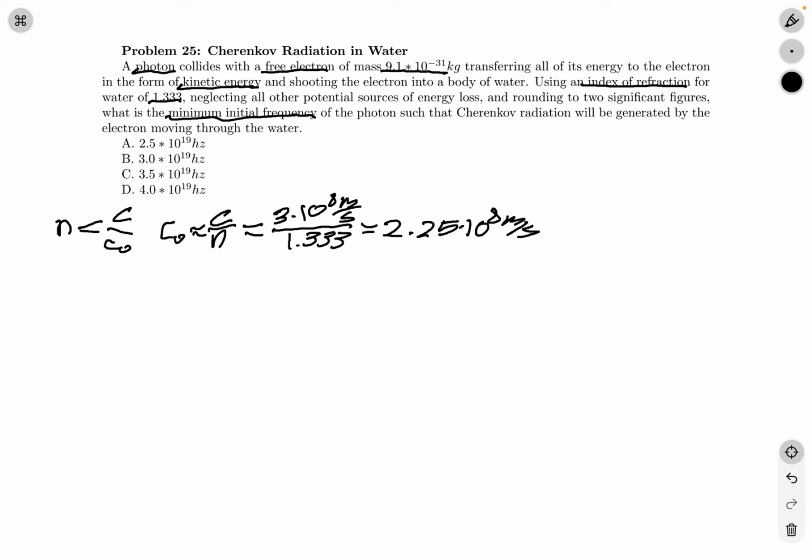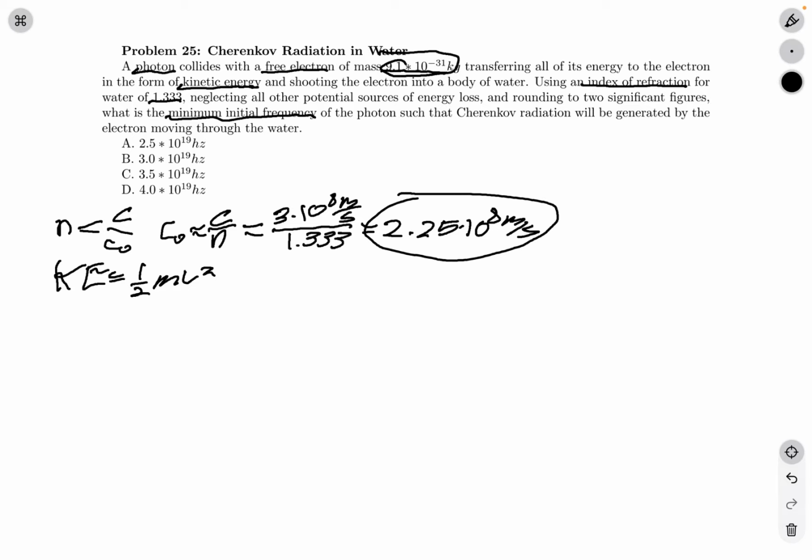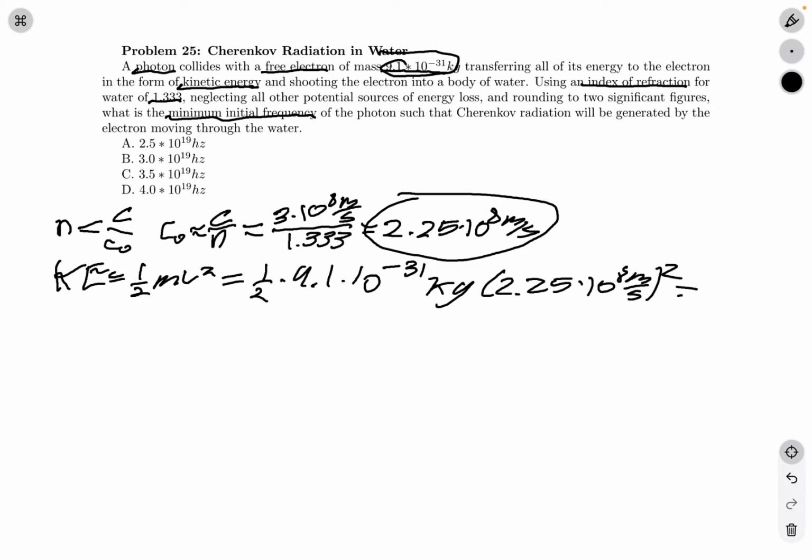So knowing that, we can look at our kinetic energy. This is, as you know, 1/2 mv squared. We know the mass as 9.1 times 10 to the negative 31 kilograms. We know our velocity as this. So we can just plug everything in: 9.1 times 10 to the negative 31 kg, times 2.25 times 10 to the 8 meters per second, squared. And this will give us a very nice 2.3 times 10 to the negative 14 joules. So this is the energy that our electron has.